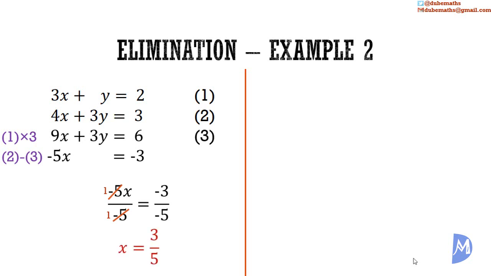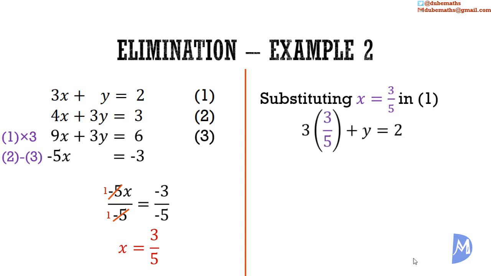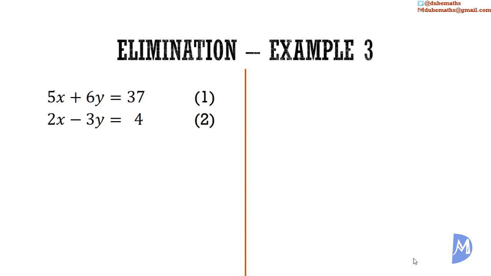Substituting x is equal to 3 over 5 in any one of the equations. Substituting in equation 1, we get 3 multiplied by 3 over 5 plus y is equal to 2. That simplifies to 9 over 5 plus y is equal to 2. We want to solve for y. We're going to subtract 9 over 5 on both sides to remain with y is equal to 1/5. Thus, the solution to this pair of simultaneous equations is x is equal to 3/5 and y is equal to 1/5. A third and final example.